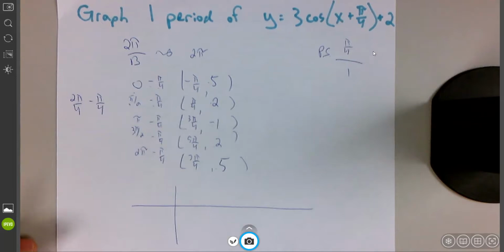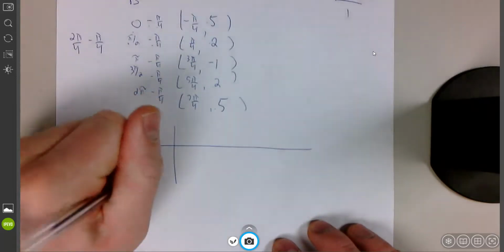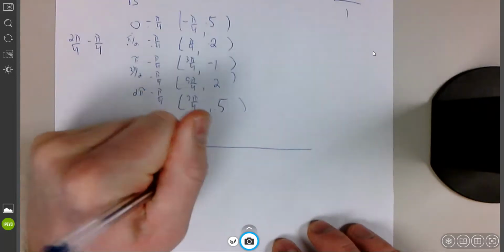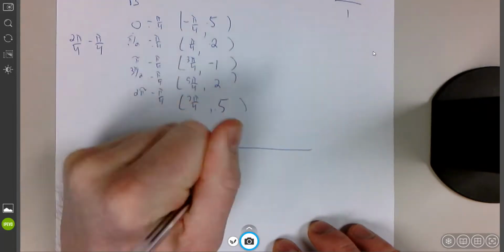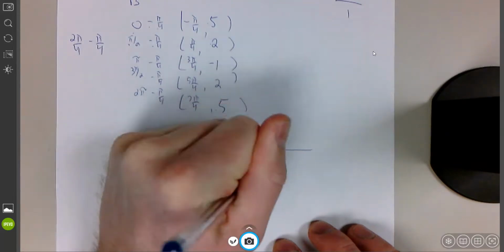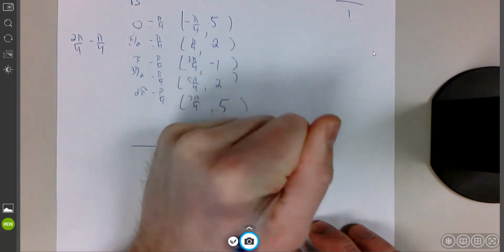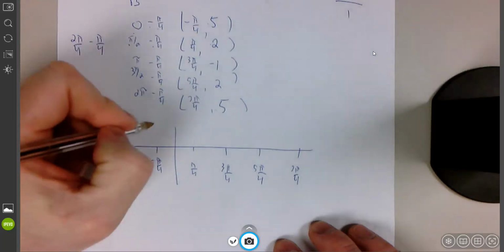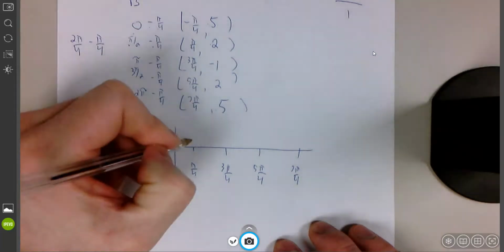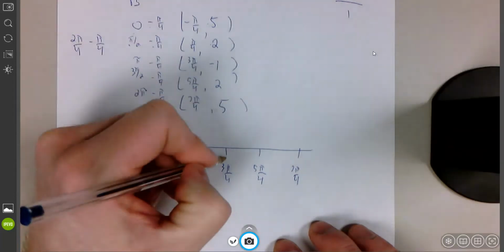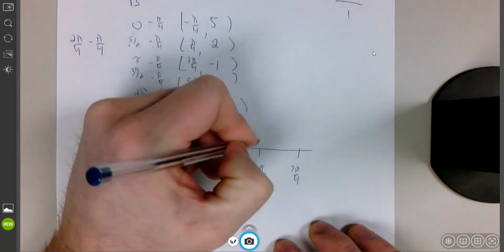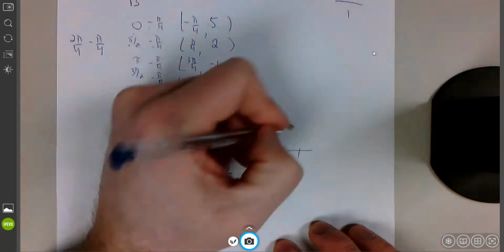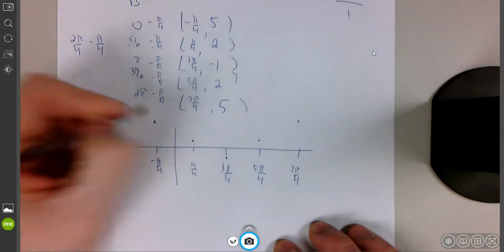So to wrap all this up in a bow, we're going to plot these. Here is negative pi over 4. Here is pi over 4. Here is 3 pi over 4. 5 pi over 4. 7 pi over 4. One period of this, negative pi over 4, which should be up here at positive 5. Pi over 4 should be at 2. 3 pi over 4 should be at negative 1. 5 pi over 4 should be at 2. 7 pi over 4 should be back at 5.